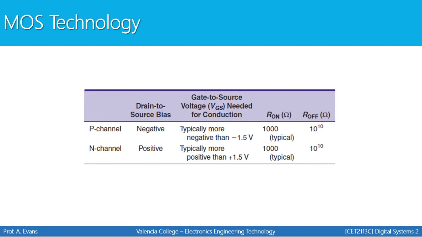So here's a summary of our P-channel and N-channel MOSFETs and how they work. Typically, the voltage you need from gate to source to turn on a P-channel MOSFET is more negative than negative 1.5 volts, so maybe negative 4 or negative 5 volts. With an N-channel MOSFET, you need a positive voltage, typically more than 1.5 volts, to turn it on. Keep in mind that when the MOSFET is on, your typical resistance from the drain to the source is about 1,000 ohms, and when it's off, it's about 10 to the 10 ohms.